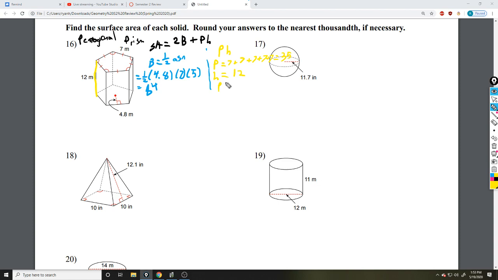So perimeter times the height is 35 times 12. Times 6, 420, I think.